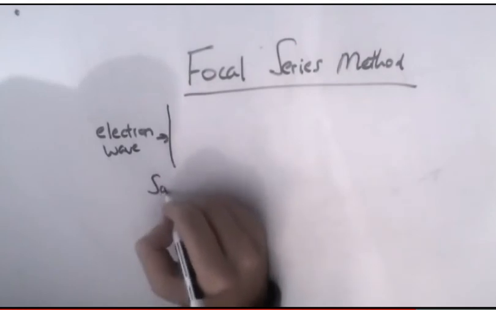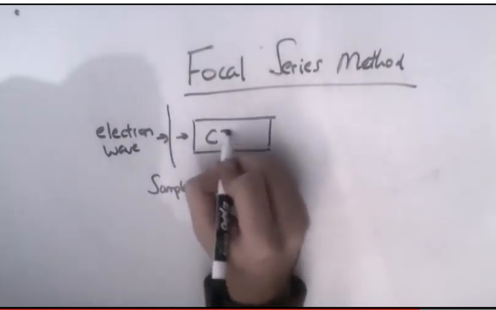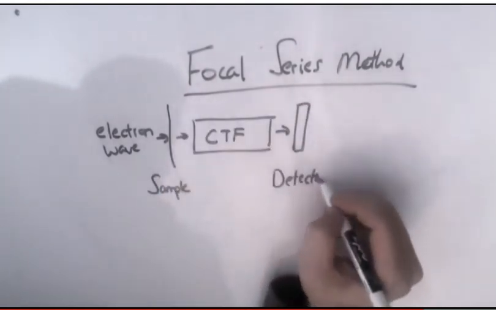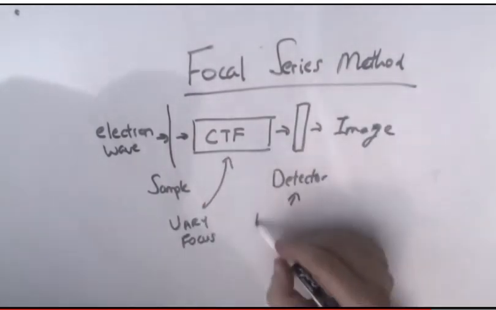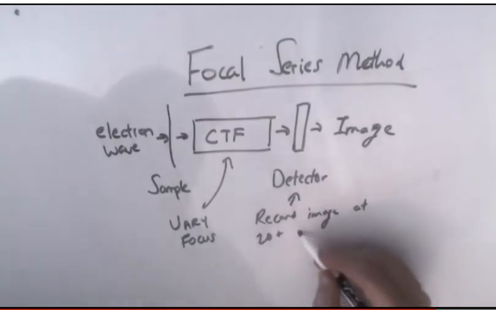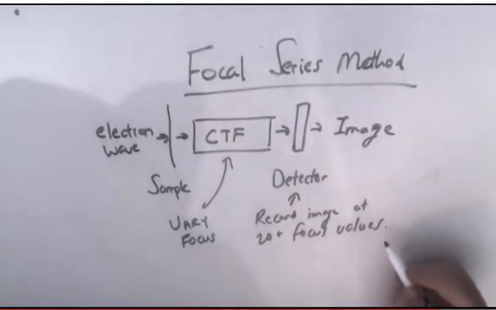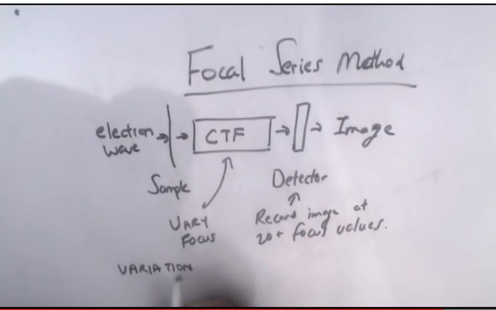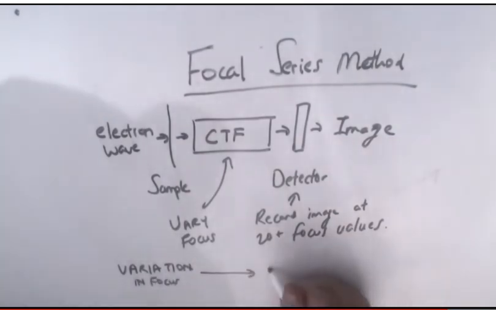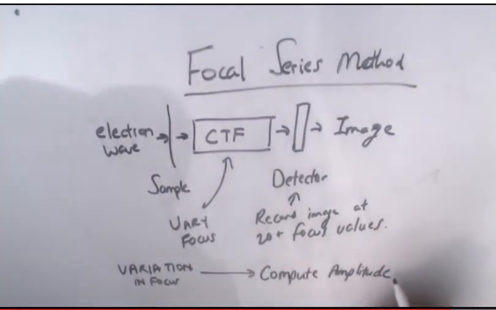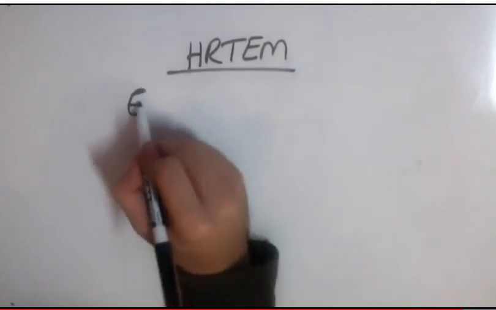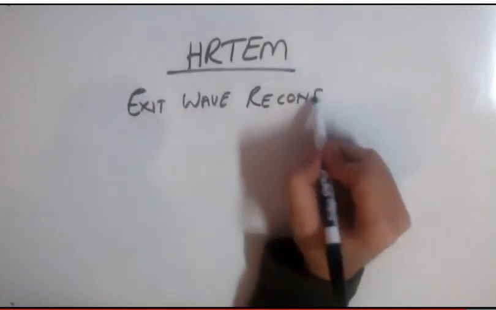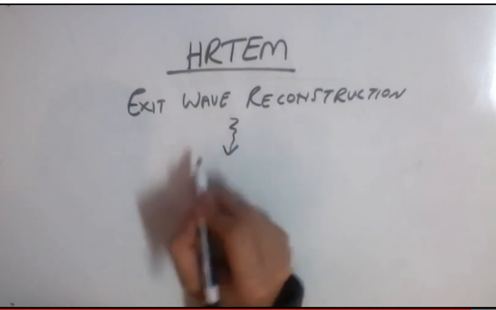Recall the setup of HRTEM, where an electron wave passes through a sample, undergoes some processing, which is monitored as the contrast transfer function, goes through a detector and produces an image. If we vary the focus in the contrast transfer function and we record the image at 20 or more focus values, we can actually use this variation in focus and the resulting images to compute the amplitude and therefore reconstruct the real space image.